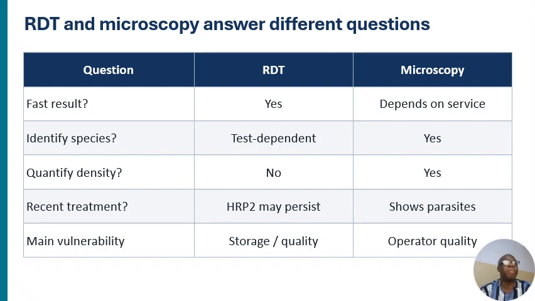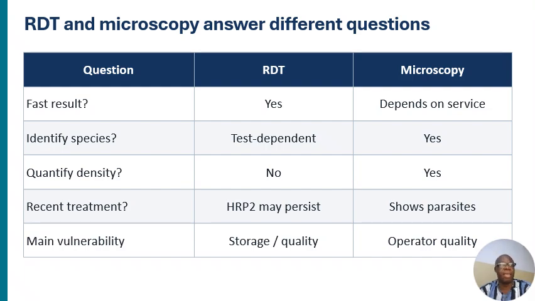Now, let's talk about RDT and microscopy. RDT and microscopy are complementary rather than identical. The main strength of RDT is speed and accessibility. It can bring parasitological confirmation to facilities where high-quality microscopy is not immediately available. Its limitation depends on the antigen target, storage condition, product quality, and parasite density. An HRP2-based test may remain positive for weeks after effective treatment, so it may not distinguish a new infection from recently treated malaria.